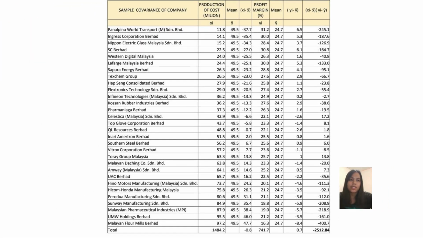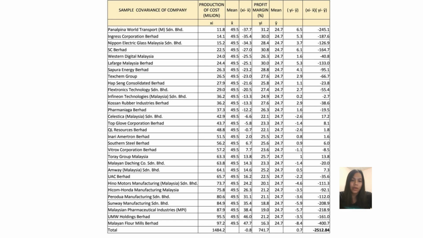So this is the table for sample covariance of company. First, we have to find the deviation for xi, x bar, and y bar. To calculate the deviation, first I'm searching for deviation xi and x bar, which is the total production cost I divide by number of companies, which I get 49.5 million. So subtract the mean from each data point.